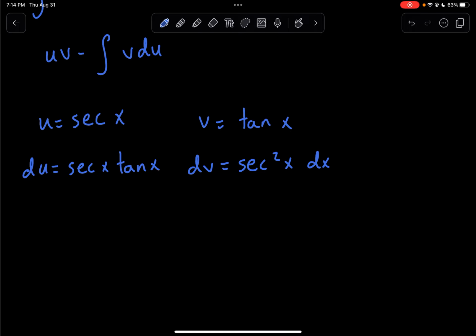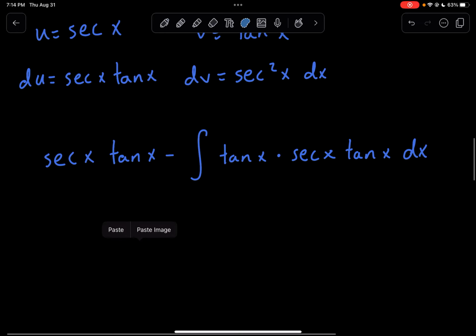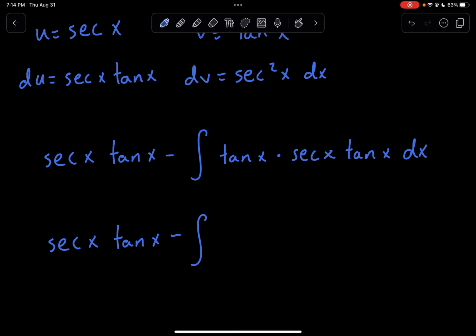From here, we can plug our values into the integration by parts formula. So we get secant x tangent x minus the integral of tangent x times secant x tangent x. So now we can multiply the tangents together, and we'll have the integral of secant x times tangent squared x.